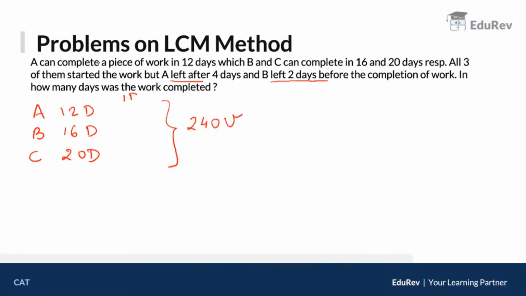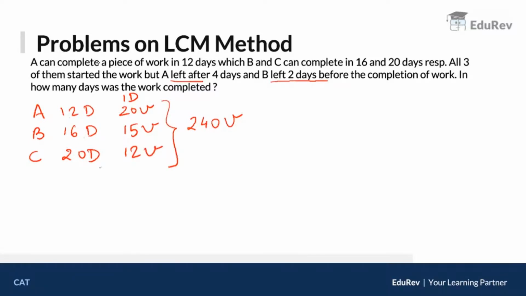Now let's talk about one day. A takes 12 days to do 240 units. So how much will he do in one day? 240 upon 12, which is 20 units. B takes 16 days to do 240. So in one day B will do 15 units, since 16 ones are 16 and 16 fives are 80. C takes 20 days to do 240 units. So in one day C will do 12 units. Okay, 12 20s are 240.